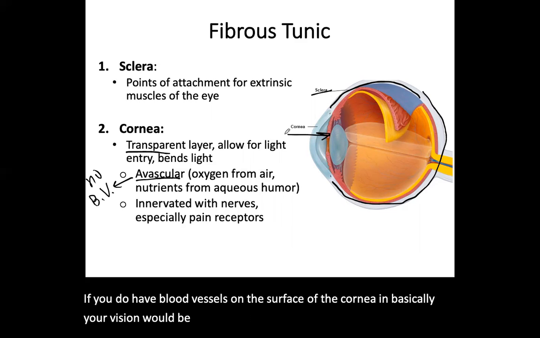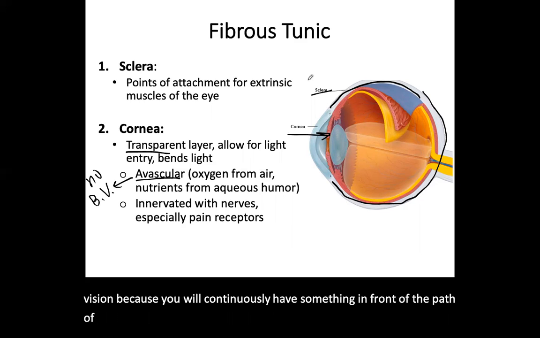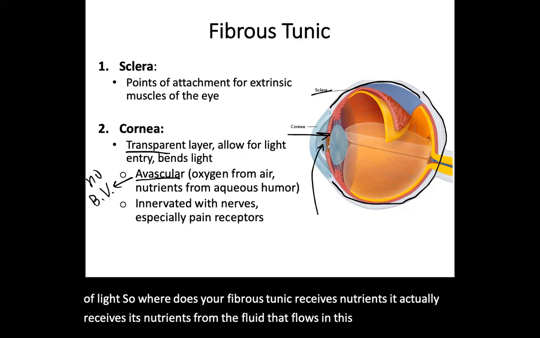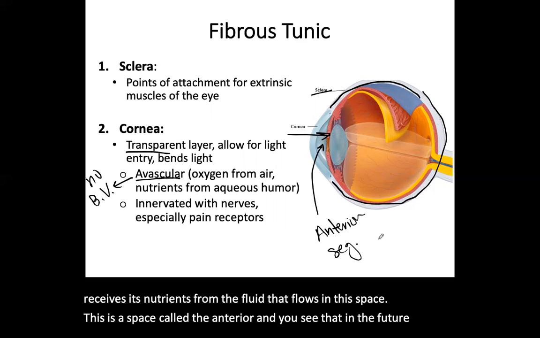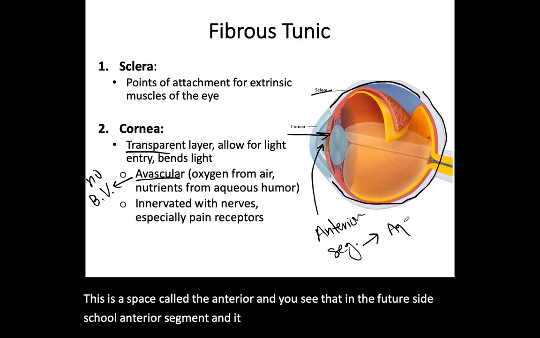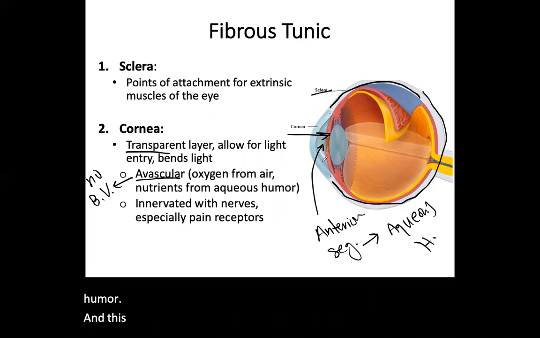You won't be able to achieve perfect vision because you will continuously have something in front of the path of light. So where does your fibrous tunic receive its nutrients? It actually receives its nutrients from the fluid that flows in this space. This space is called the anterior segment, and you'll see that in a future slide. It contains a fluid called the aqueous humor, and this fluid is basically where you get your nutrition.